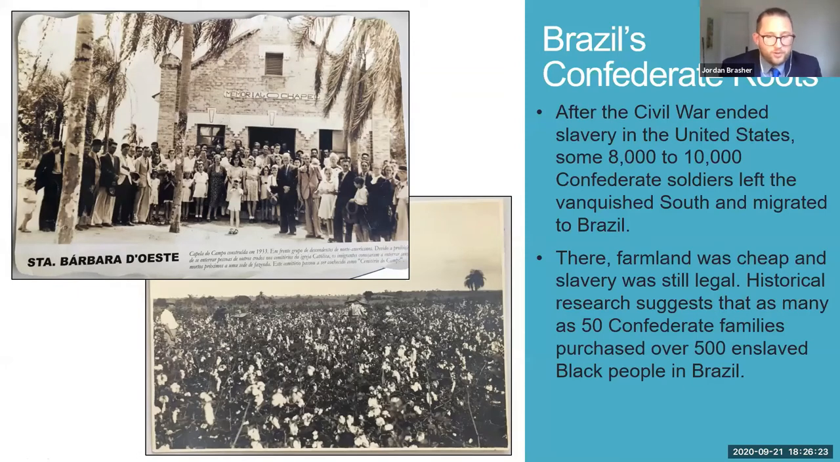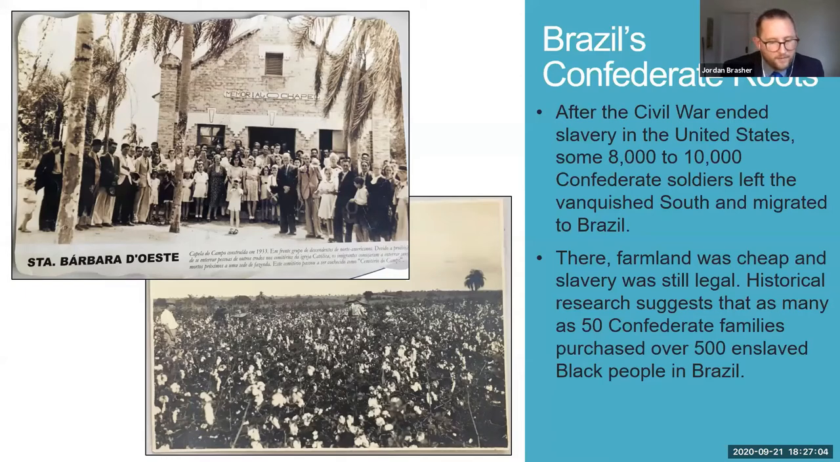But like Ireland and Northern Ireland, Brazil also shares deep historic roots with the Confederacy. In the slide, you can see two photos juxtaposed together that capture the curious case of the Confederados. Both photos were taken from the local Confederate Museum where I conducted my dissertation research in Santa Barbara do Oeste, São Paulo state of Brazil. In the one on the top left, you can see a large group of Confederate descendants gathered outside a chapel. They were the first immigrants to introduce Protestant Christianity to an otherwise mostly Catholic Brazil.